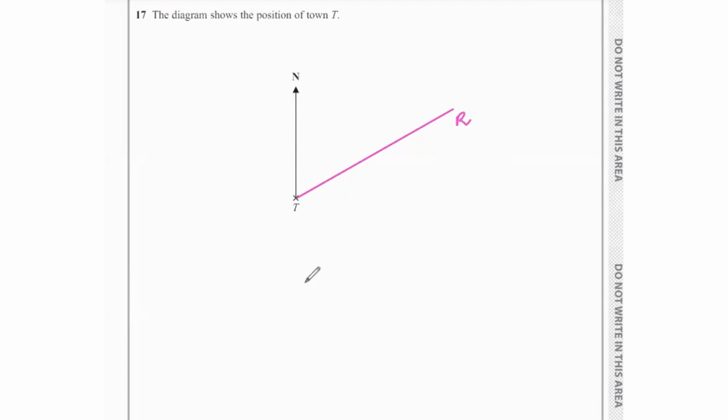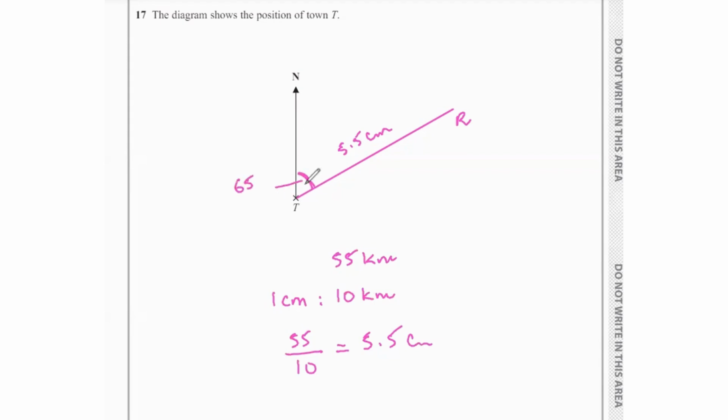Now it says that there's a distance of 55 kilometers between both T and R. And the scale used is 1 centimeter to 10 kilometers. So that means 55 kilometers in centimeters is going to be 55 divided by 10, which is going to be 5.5 centimeters. So this distance, you need to make sure that this is 5.5 centimeters. And using your protractor, you can measure the angle. Since I can't do this, I'm just going to give you a rough estimation. This angle should be 65. So your town R should be situated somewhere over here.